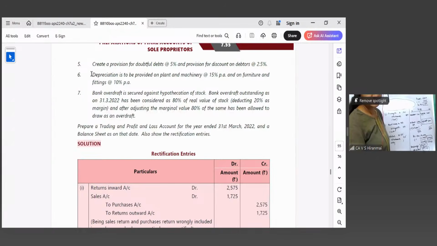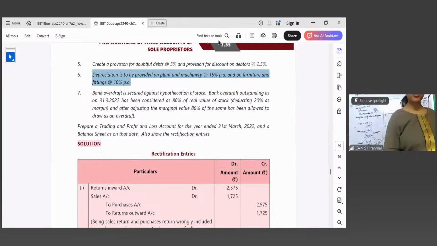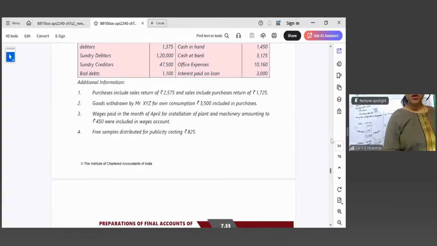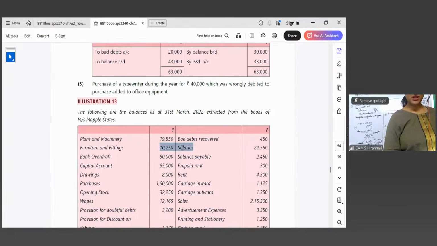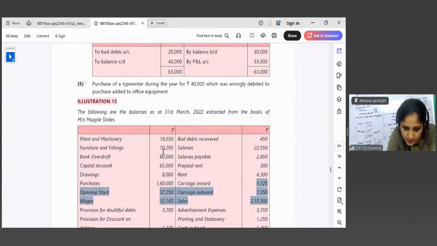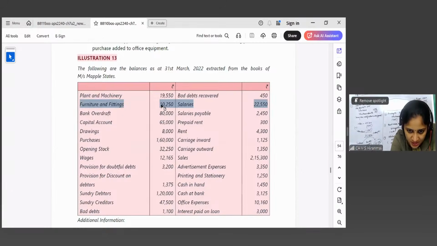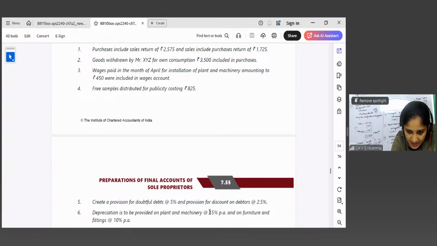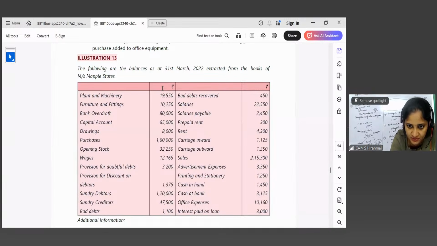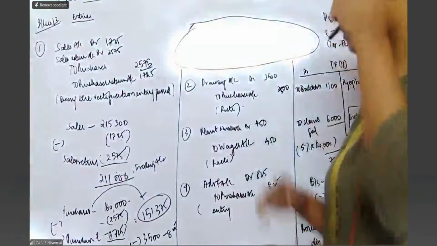Now we come to the next adjustment: depreciation to be provided on plant and machinery at 15% and on furniture and fittings at 10%. What is the furniture and fittings value? 10,250. Do you have anything else purchased? Always you people should check with the furniture. Is anything purchased during the period? No. So on this value, which is 10,250, you are going to show 10%. And plant and machinery 15%. What is the actual value in the books? 19,550. So now compute the depreciation.